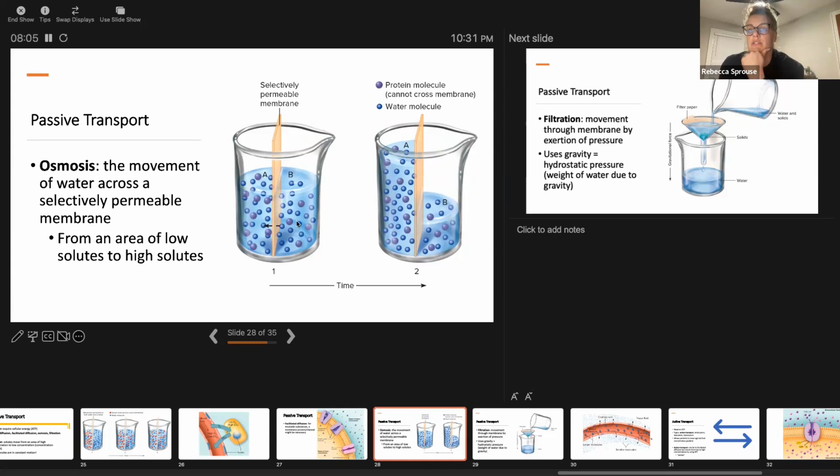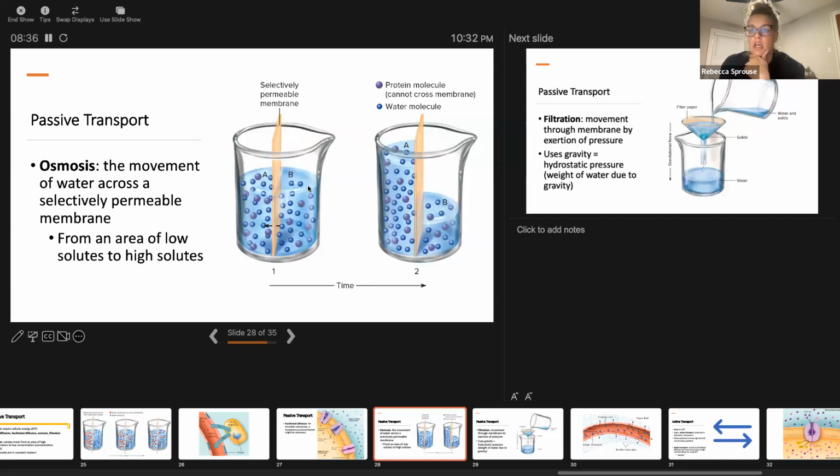What's going to happen here is that we have this high area of solutes here and a low area of solutes here. And let's just say that this purple is a protein molecule, and it's stated that that cannot cross the membrane. So we cannot do passive diffusion, right? It cannot just freely cross the membrane. So what needs to cross the membrane instead? Water. And so water is going to move from an area of that low solute concentration to an area of high solute concentration. And so that water is going to move from side B to side A.